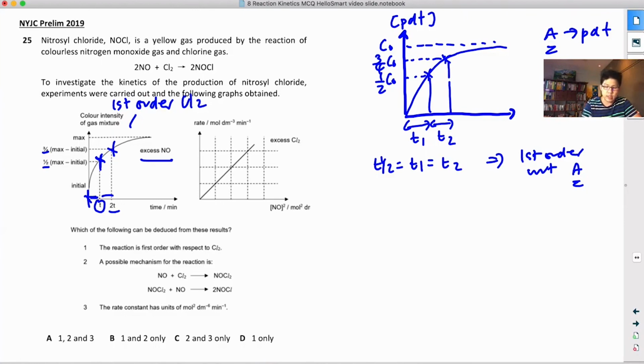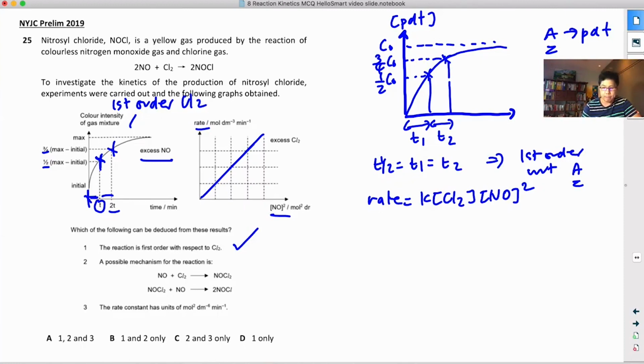This one you can see that rate versus NO squared is proportional. So we know that this is second order with respect to NO. So this is going to be the rate equation, rate = k[Cl2][NO]^2. All right, so this is the rate equation. So the first part, the reaction is first order with respect to chlorine, that's right. A possible mechanism for the reaction is as follows.